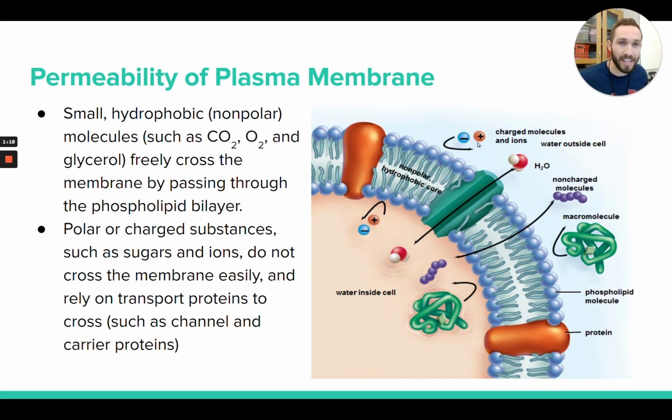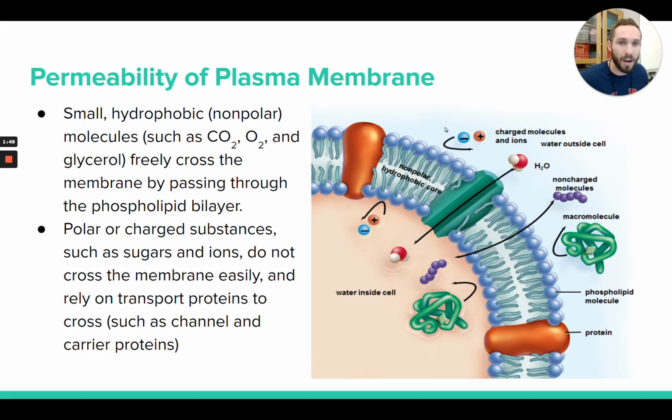The problem becomes when we're looking at polar or charged molecules. Charged molecules like ions, or polar molecules like water, which is very polar. Those things that are hydrophilic are going to have a hard time going through these phospholipids. Like these ions right here, you can see that they're having a really hard time getting through the phospholipids. That's because of this nonpolar hydrophobic center in the phospholipid bilayer. It doesn't allow polar and charged molecules to easily get across.